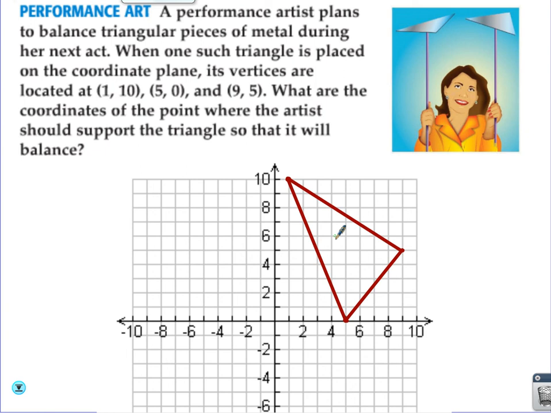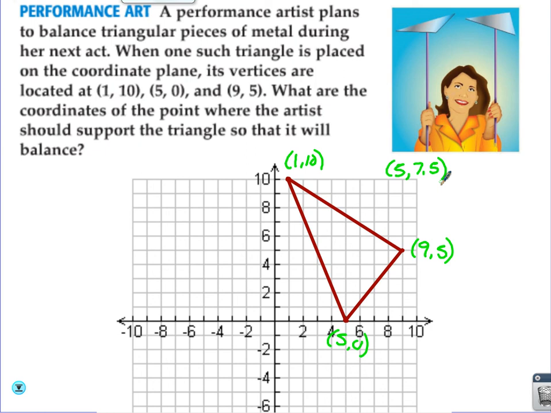Because to find the middle, this is the point (1, 10). This is the point (9, 5). And the point (5, 0). To find the middle, we simply use our midpoint formula. Sydney, help me with this. We need to find the midpoint of (1, 10) and (9, 5) first. Find the midpoint by adding the x's, divide by 2, add the y's, divide by 2. Sydney, do that for me. Add the x's, what do you get? Divide by 2, you get 5. Add the y's, Sydney, what do you get? Divide by 2, you get 7.5, 7.5.